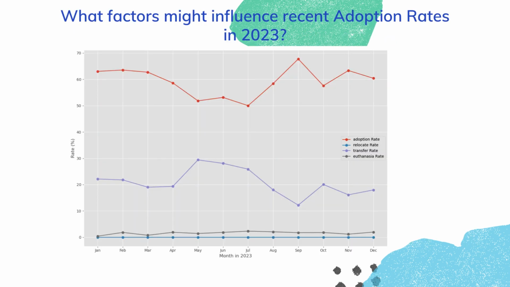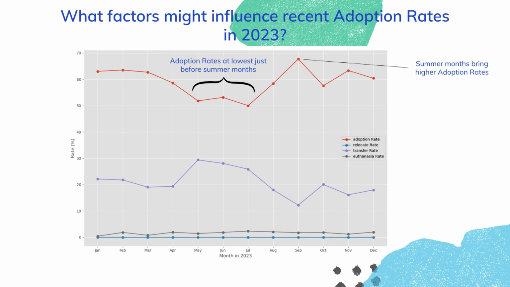So what factors might influence recent adoption rates in the year of 2023? So we're digging a bit deeper and narrowing our focus to the last year of our data set. Here we can clearly see the adoption rate steadily decreases in the first few months of the year and then increases towards the end of the year.